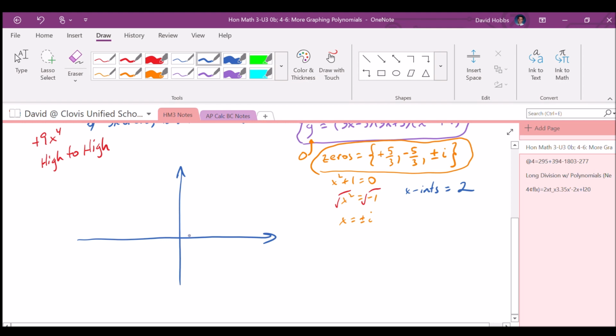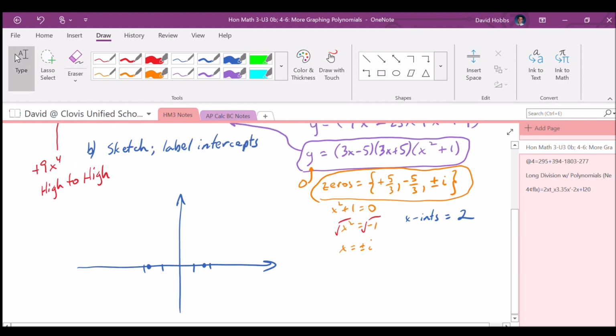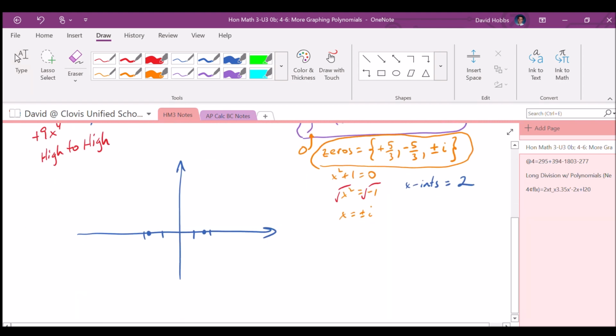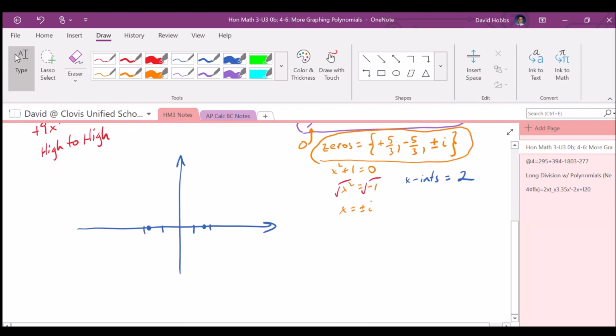X-intercepts of plus and minus 5/3, which is positive 1 2/3 and negative 1 2/3. Okay, it's a high to high. The y-intercept is negative 25, and the multiplicity on each one of those is 1, and so it starts high and it ends high and it goes through. And so really our sketch is just doing something like this. It's kind of like a parabola.